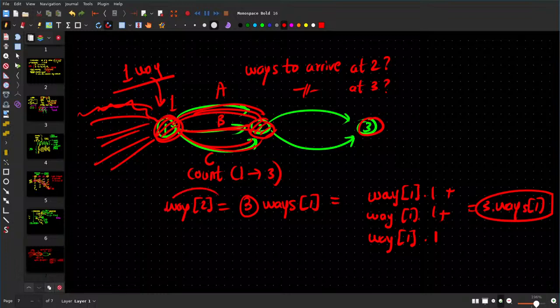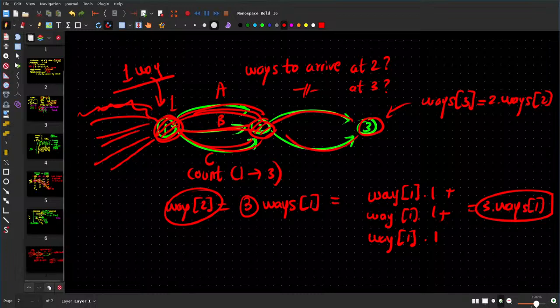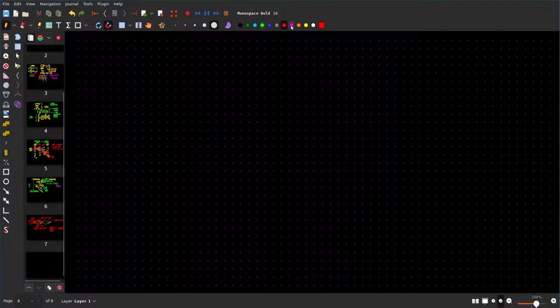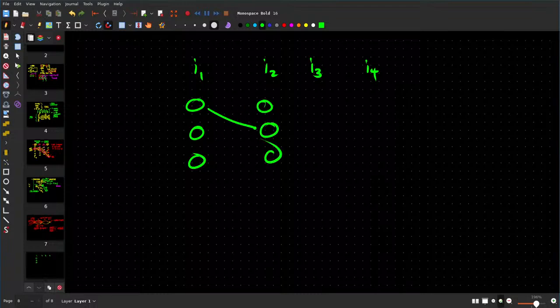Now you have computed ways of 2, then you need to compute ways of 3. Ways of 3 would be 2 times ways of 2. This 2 is a summation for all of these values. To understand this further in terms of dynamic programming, we have I1, I2, I3 and I4. We assign some value to I1, then we assign some value to I2 based on what was assigned to I1.